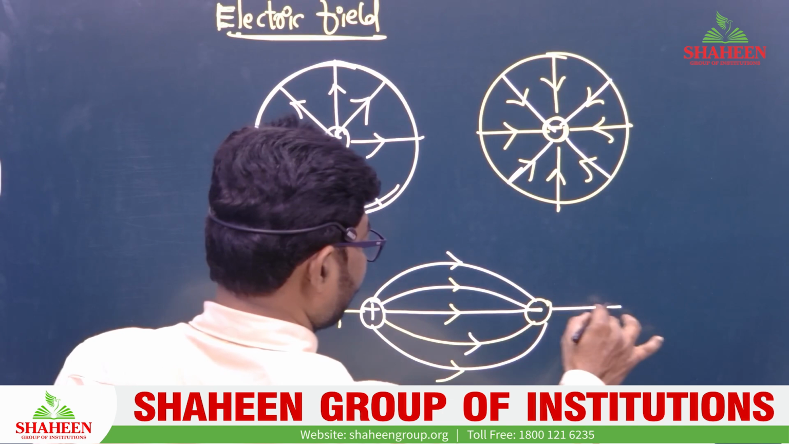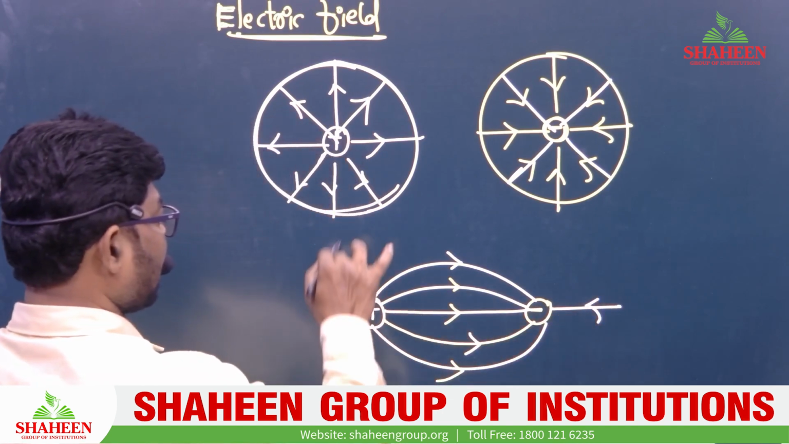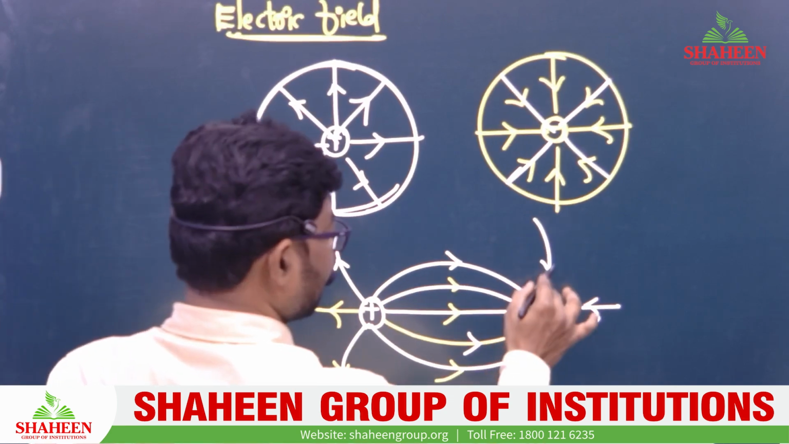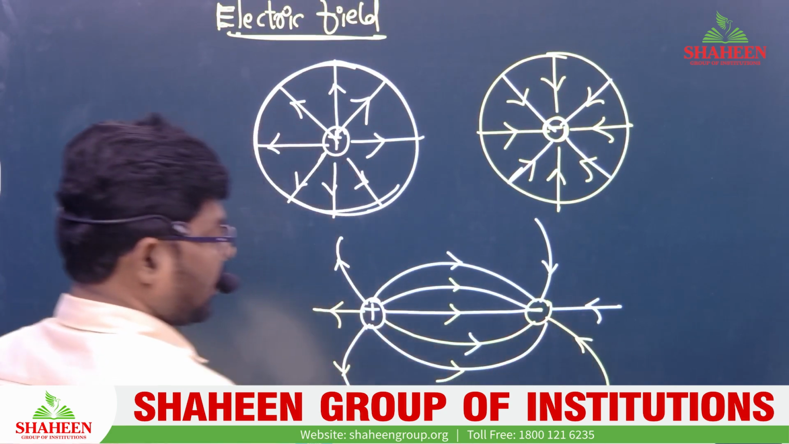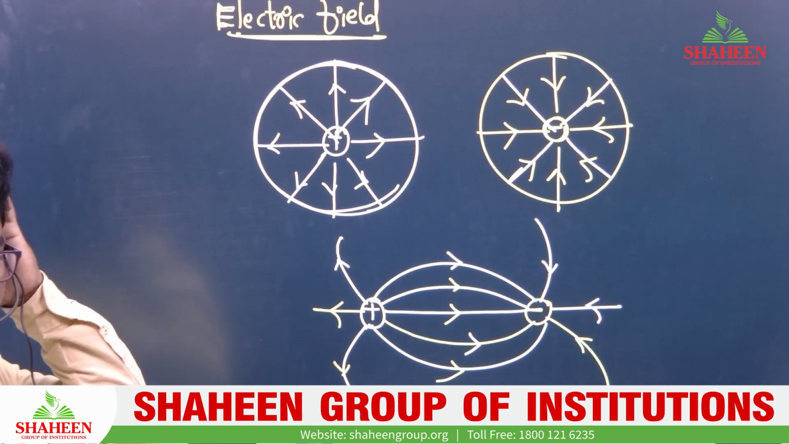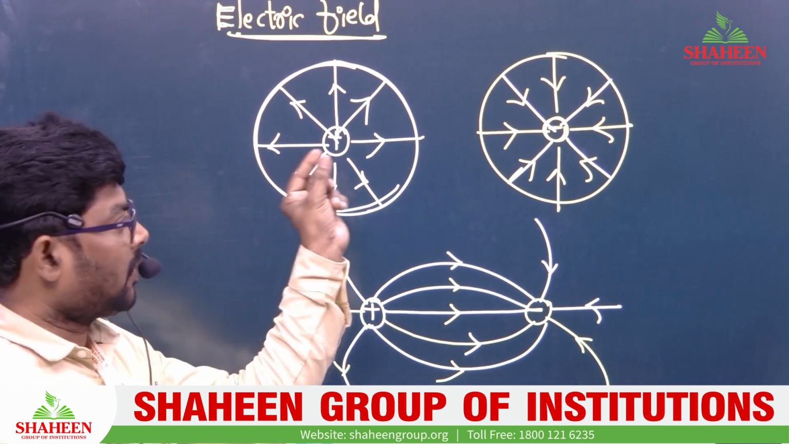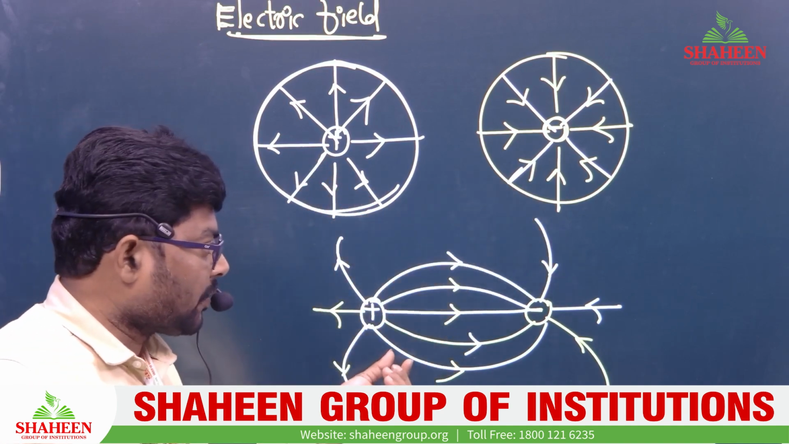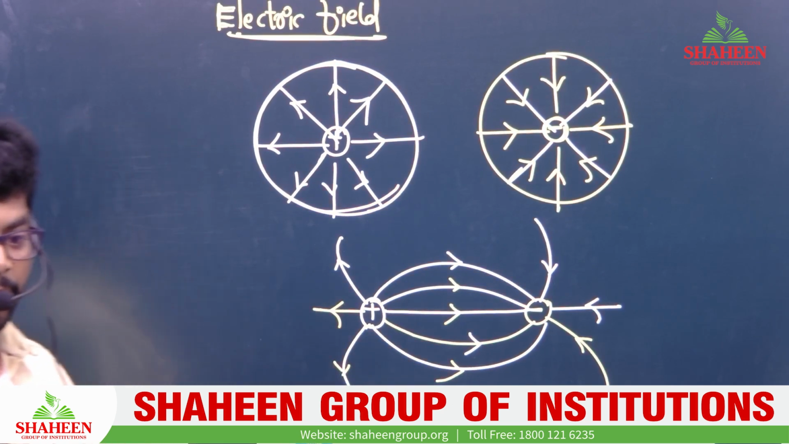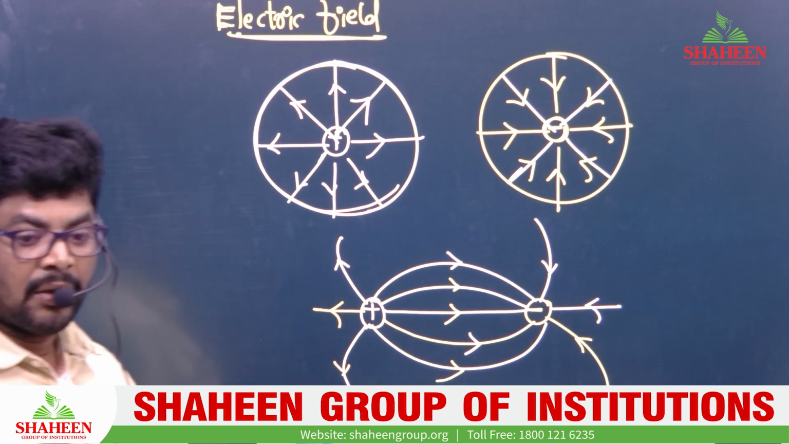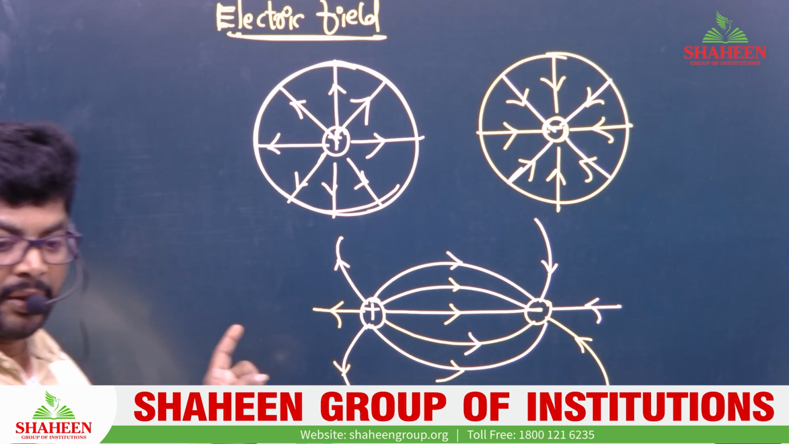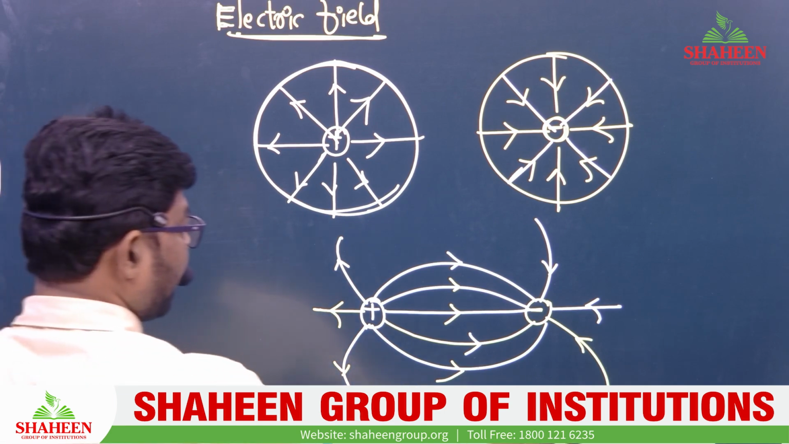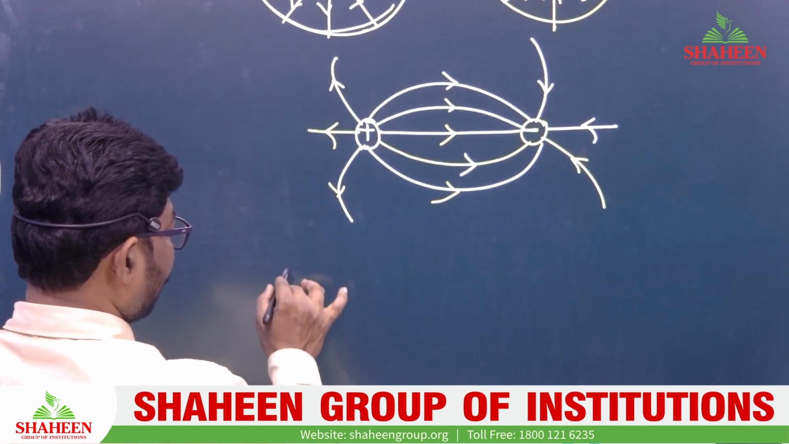So away from the positive charge हो रहा, towards the negative charge. So this is the electric field lines due to isolated positive charge, due to isolated negative charge and due to electric dipole. Positive और negative charge को electric dipole बोलते हैं. Right. Now shall we go for how to define electric field?